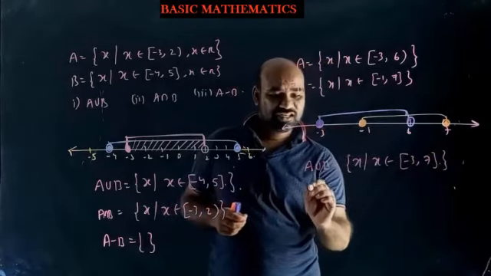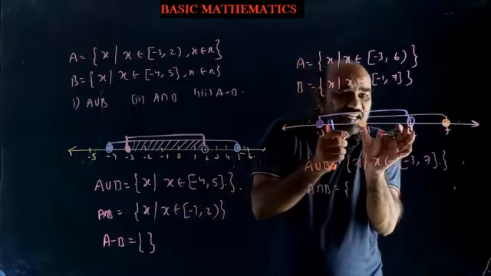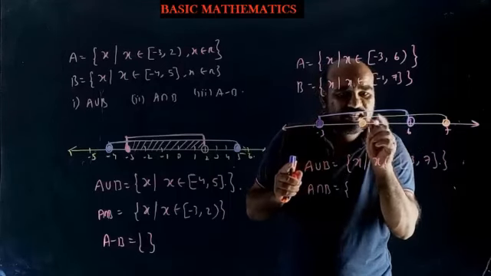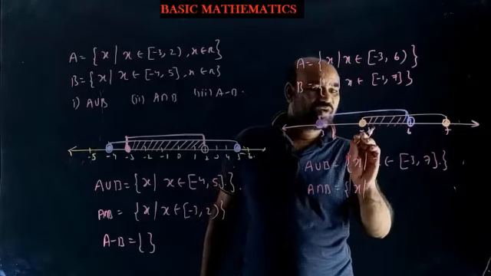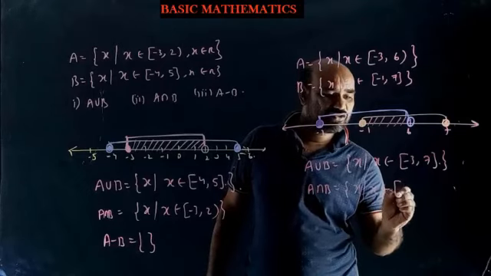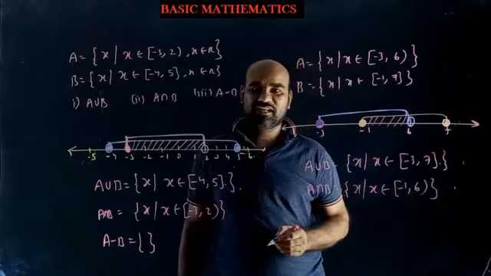Okay. Next interesting thing is A intersection B I want. A intersection means common elements. This area is common for both. See, observe. This area is common. What is that? X such that minus 1 is there but 6 is not there. So X belongs to closed minus 1 to open 6. So this is A intersection B.